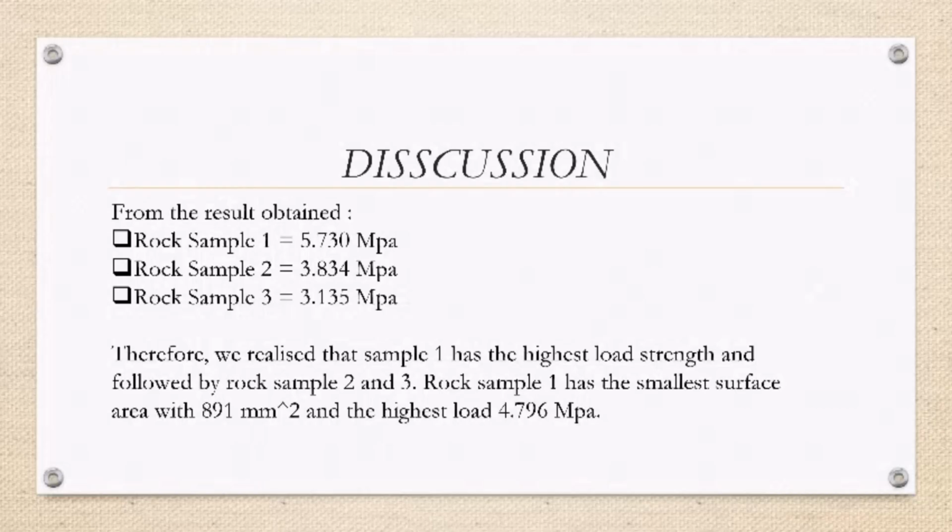For the point load test discussion, from the results obtained, rock sample 1 is 5.73 MPa, rock sample 2 is 3.834 MPa, and rock sample 3 is 3.135 MPa. Therefore, we realize that sample 1 has the highest load strength, followed by rock samples 2 and 3. Rock sample 1 has the smallest surface area, which is 891 mm squared, and the highest load, which is 4.796 MPa.